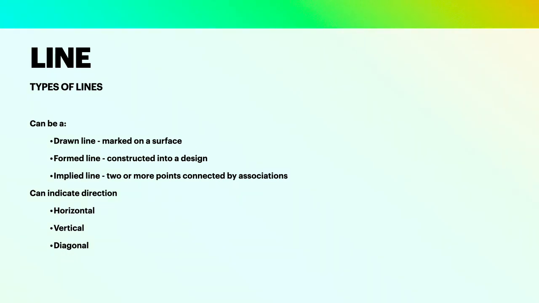So lines can also indicate direction, such as horizontal, vertical, and diagonal. Now, the clarity of a line is directly related to the feel of a design. So a crisp, clear line will give a feel of effortlessness or efficiency. Elaborate or overlapping will give you depth, looseness, and motion.